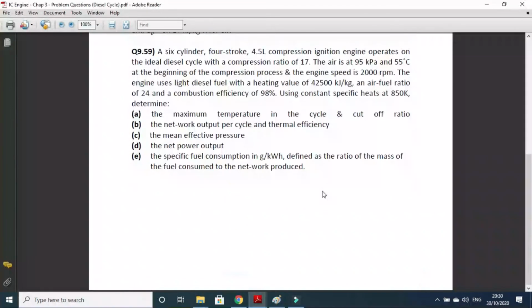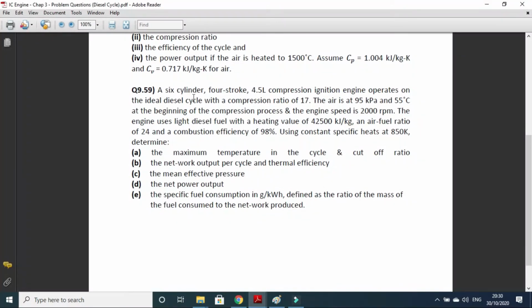Let's solve the last numerical of today's lecture. A 6-cylinder 4-stroke, 4.5 liter compression ignition engine. 6-cylinder means K is 6, 4-stroke means n is equal to capital N by 2. The swept volume is given in liters, dm cube, and we can convert it into meter cube. It operates on the ideal diesel cycle with a compression ratio of 17. The air is at 95 kilopascal and 55 degrees Celsius at the beginning of the compression process. P1 and T1 are given. The engine speed is 2000 rpm. Capital N is given.